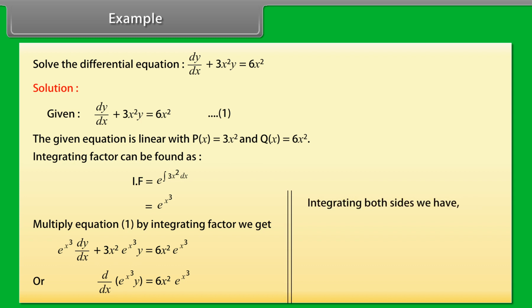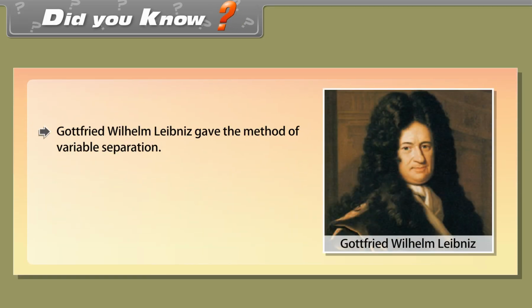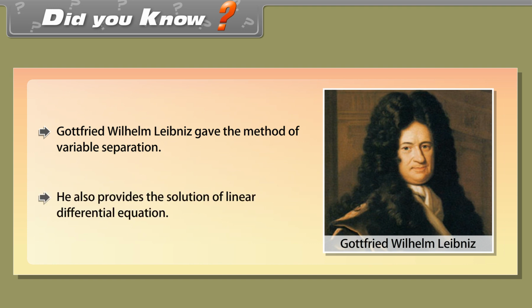Integrating both sides, we have e raised to the power x cube into y equals integral of 6x square into e raised to the power x cube with respect to x equals 2 into e raised to the power x cube plus c. Solving for y, we get y equals 2 plus c into e raised to the power minus x cube. Did you know Gottfried Wilhelm Leibniz gave the method of variable separation? He also provides the solution of linear differential equation.